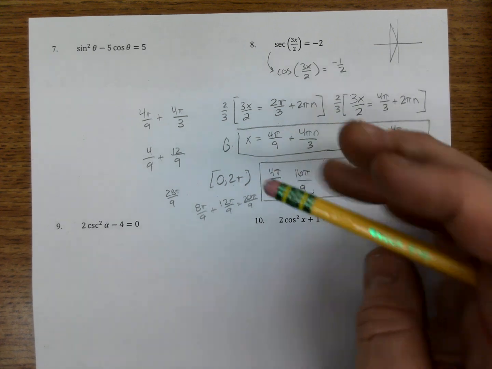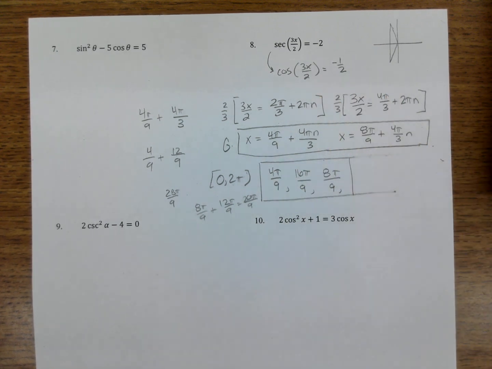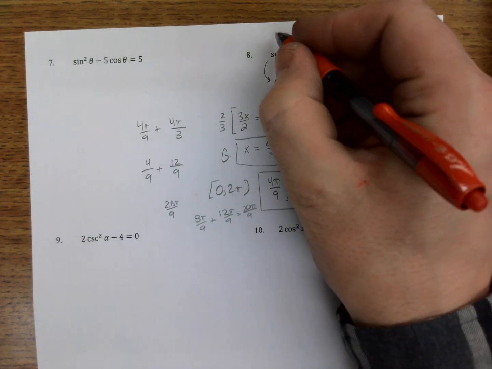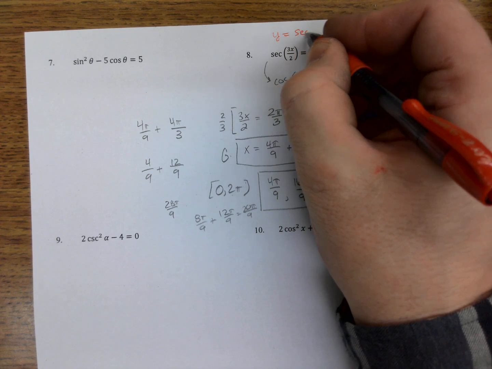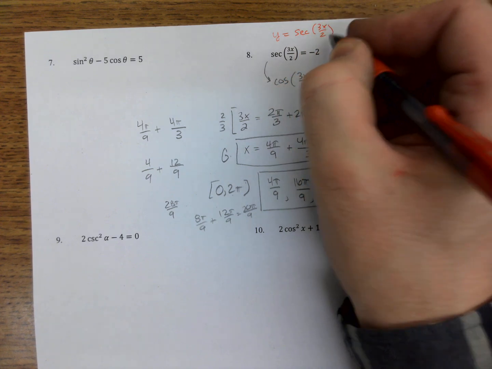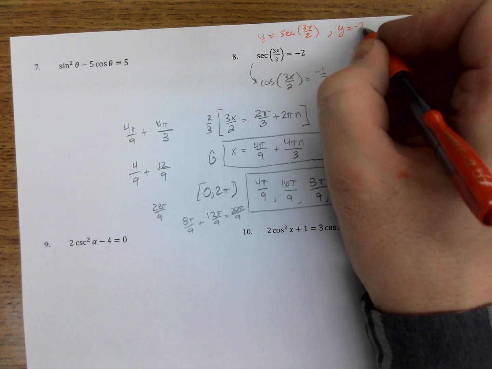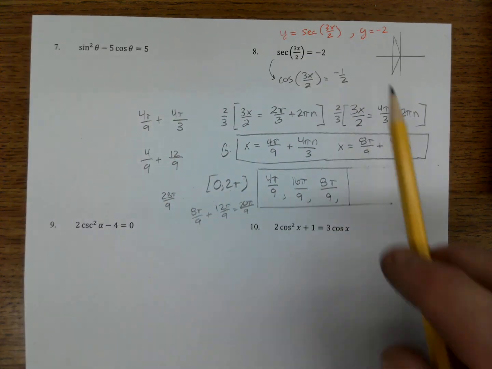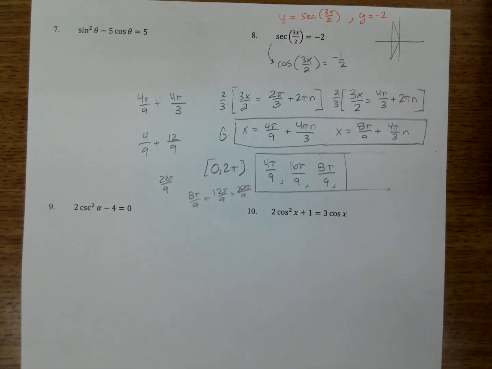And again, take the time to check these on Desmos. Graph for yourself on Desmos y is equal to secant of 3x over 2, and y is negative 2. If you graph those two, you will see they touch at these 3 points.